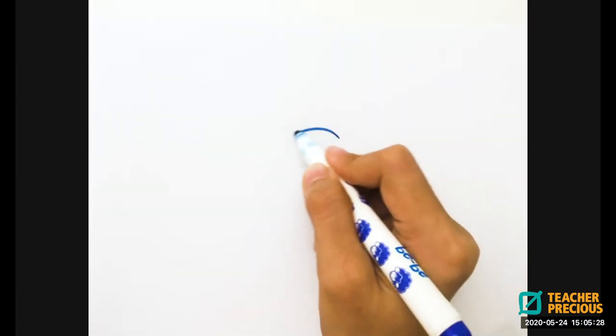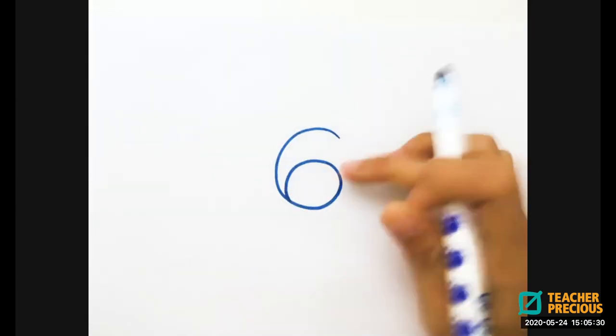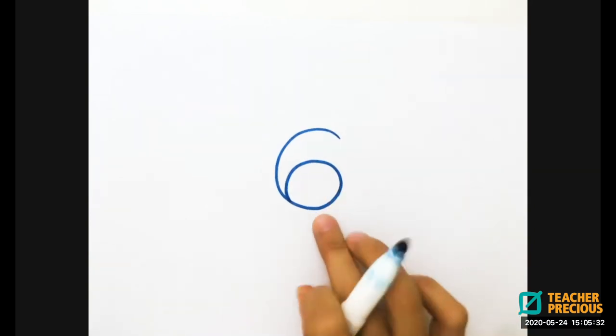Remember, if you watched the first video, we used number 6 to create the face of a bear. In this case, look. So make a number 6. Make sure that the 6 here is round, not oval. Just make it round.